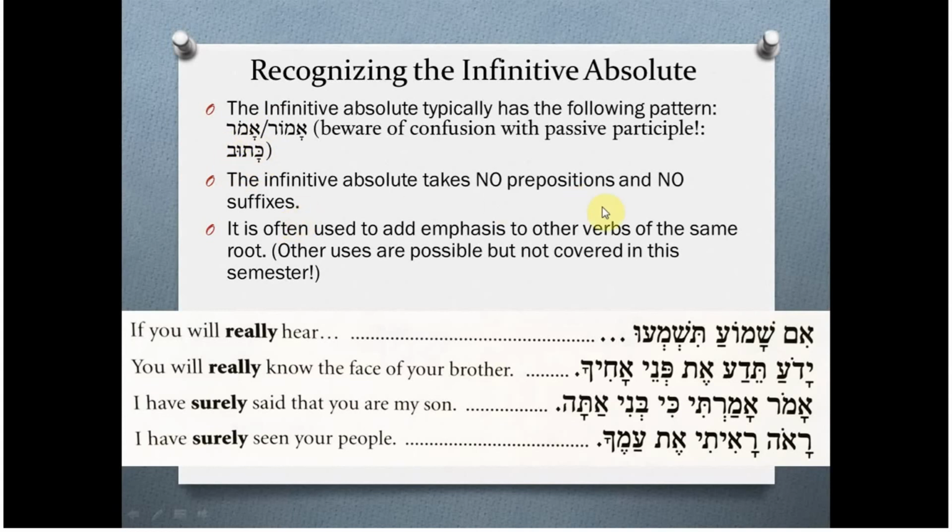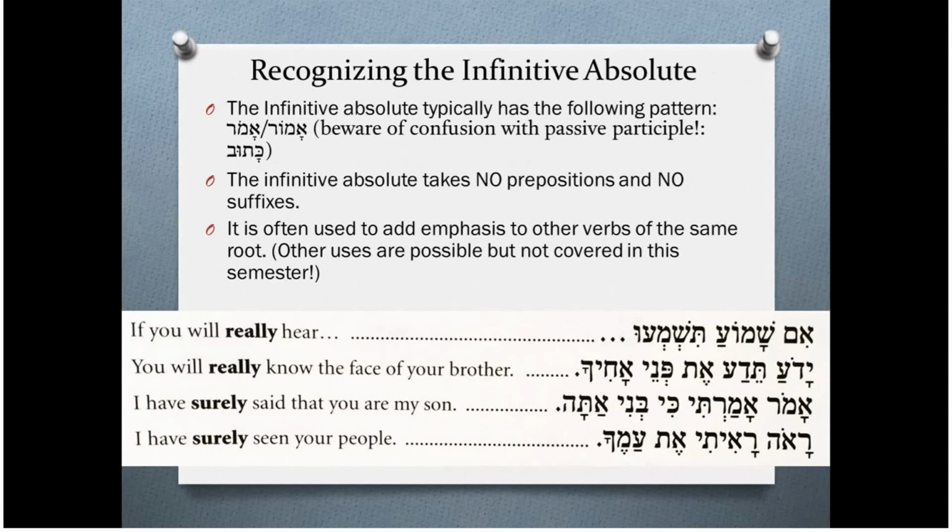The infinitive absolute takes no prepositions, no suffixes. If you see a verb that you think is an infinitive and it has a preposition or a suffix, it is the infinitive construct, not the absolute. The infinitive absolute can't take them. Thirdly, the infinitive absolute is often used to add emphasis to other verbs of the same root. This is a very common use of it. There are other possible uses of the infinitive absolute. We're not going to worry about them in this class. That would be maybe for a more advanced time. But here are just a few examples.